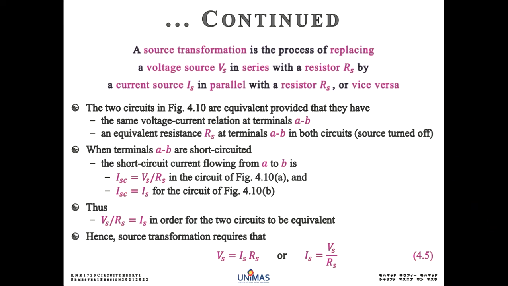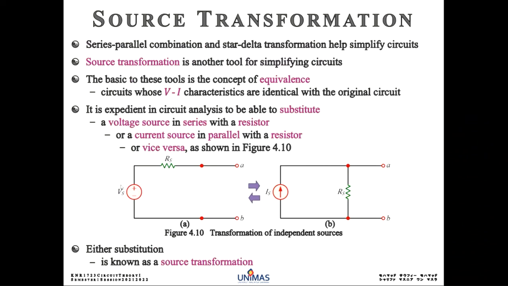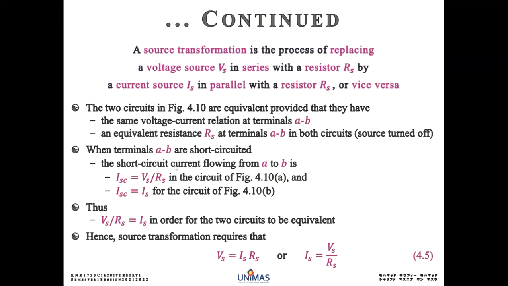Same value. Rs, no problem, the same value, only Vs and Is are interchanging. What is Vs? Is multiplied by Rs. What is Is? Vs divided by Rs. So basically, Vs is equal to Is Rs. If you want to get your Is from the voltage source Vs and Rs, then Is is equal to Vs divided by Rs. You can see there. Okay. So just using equation 4.5, you can transform from one to the other.